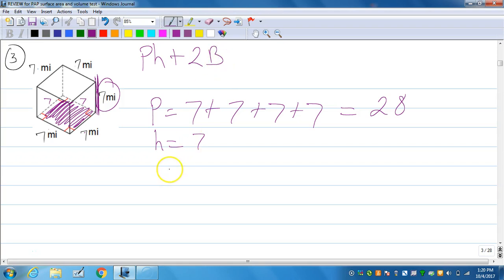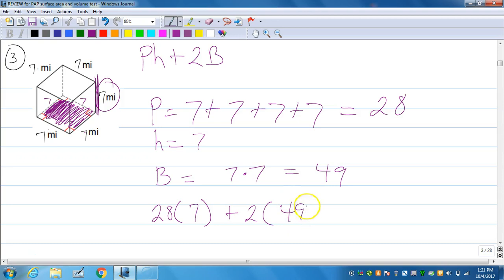And then the B, the area of the base. Again, I saw some kids getting this wrong, so I'm going to go over it. The B, the area of the base means only the base, only the bottom part. It is a square. How do you find the area of a square? It is length times width for a square. So 7 times 7, which is 49. Plug all those numbers in here. The perimeter is 28 times the height, which is 7, plus 2 times the area of the base, which is 49. You put all that in the calculator, and you're going to get 294. Of course, units squared, because surface area is squared.